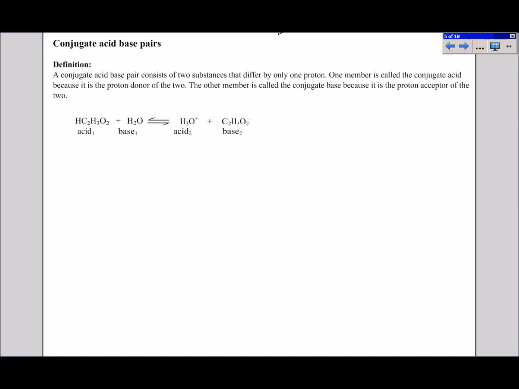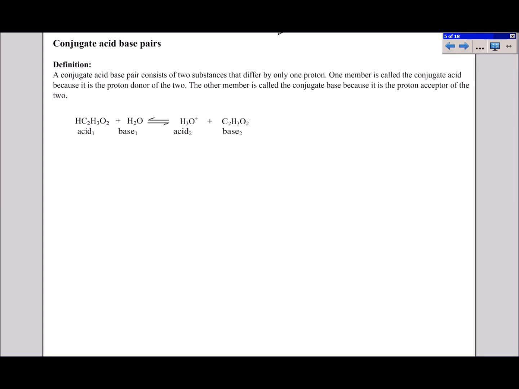Now when you look at an acid-base reaction from the Bronsted-Lowry theory, we can identify what are called conjugate acid-base pairs. By definition, a conjugate acid-base pair is a pair of molecules or ions that differ by only one proton. One member of the pair will be the acid because it has the ability to donate a proton, and the other one is a base because it is the proton acceptor in the pair.